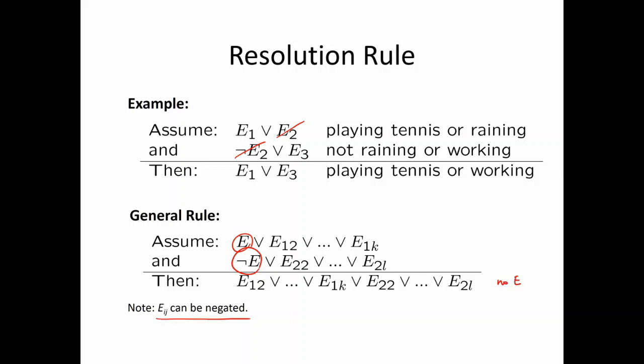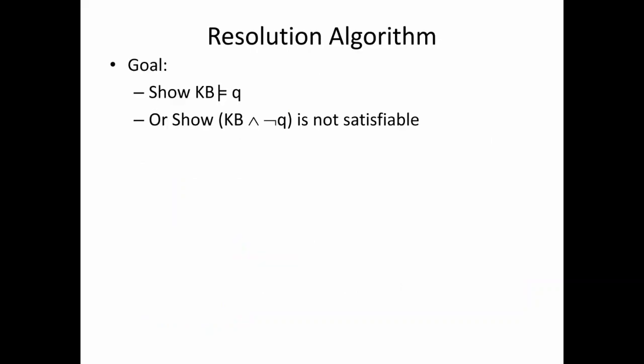And all the other propositions could either be negated or not. So, this could have been negated. It doesn't make a difference. All we care is there should be at least one proposition that's negated in one sentence and not in the other. So now that we know CNF and the resolution rule, let's look at how we use resolution for logical inference.